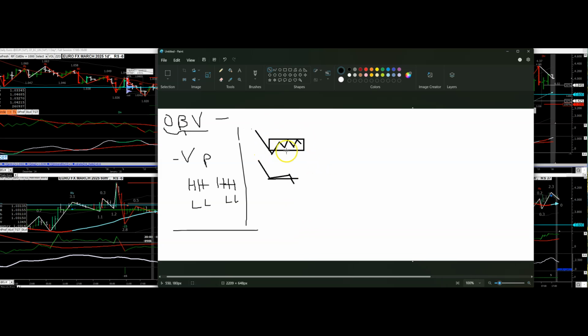Because either there are more red bars and their volume is being summed up, or the red bars have more volume than the green bars in this consolidation. So the cumulative net sum of the green bars and the red bars will be lower, and even though price hasn't broken down yet, it will make a new low. Same thing on the upside.